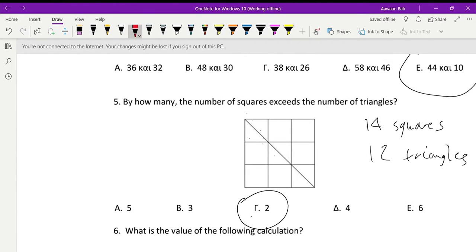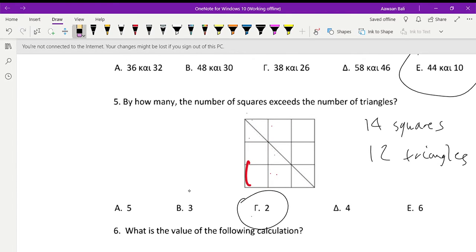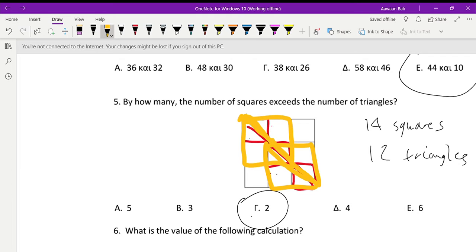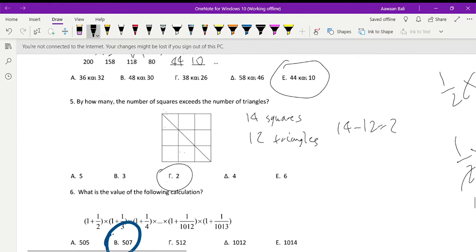And if you wanted to be much more specific, you could do this. 1, 2, 3, 4, 5, 6, 7, 8, 9. And then we can change to another color for more shapes, like 10, 11, 12, 13. And the last one is obviously the whole square, so 14. Meanwhile, for triangles, it's 1, 2, 3, 4, 5, 6, and then we have the bigger ones, 7, 8, 9, 10, and then we have the biggest ones, 11 and 12. So basically, 14 squares minus 12 triangles is 2 shapes. So therefore, the answer is gamma 2.